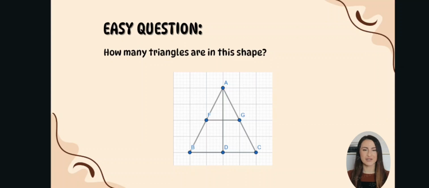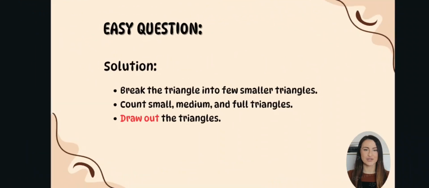How many triangles are in this shape? To solve this problem, we need to break the larger triangle into a few smaller triangles first. Then, we can use the drawing objects method to know the number of triangles more clearly. After that, we need to count all the triangles, no matter whether they are small or large.